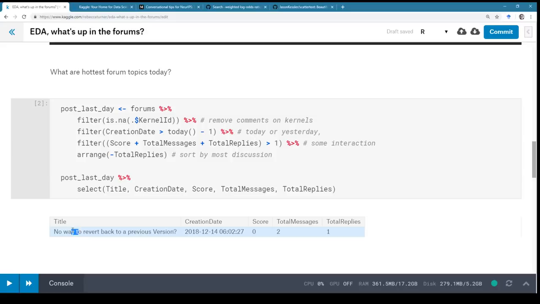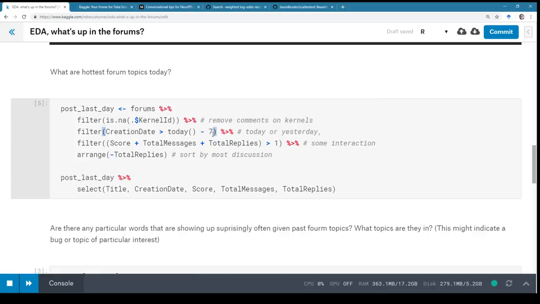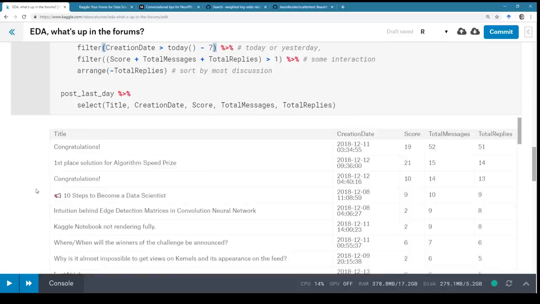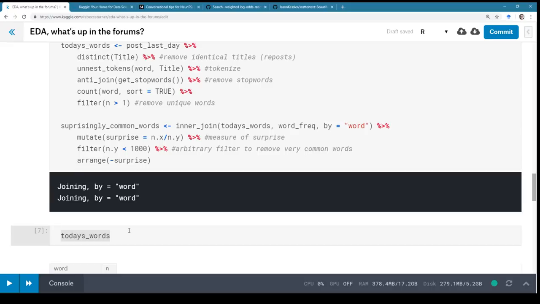I removed the stop words. So, let's actually make this the last week. There we go. Okay, so I removed the stop words and things that only happened once, and once you remove the stop words and all the words that only happen once, you are ending up with zero words. So let's rerun this real quick and then look at today's words.